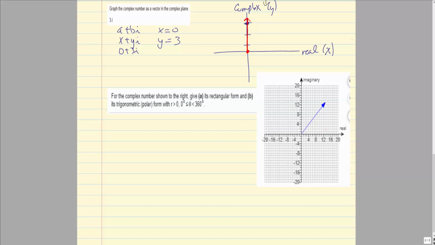and bring it straight down, it looks like to me that it's crossing at 13, and it's crossing up here at 13. So if I were to write this out, the real component would be 13. The complex component would also be 13. So a plus bi, x plus yi would be 13 plus 13i. So that's its rectangular form.